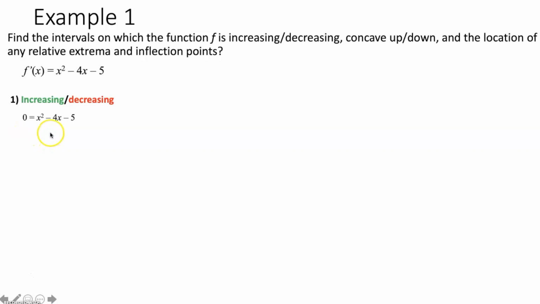So how do we solve this for x then? Well, I need to factor this. Do you remember how to factor a quadratic trinomial? This is actually going to factor into x minus 5 times x plus 1.